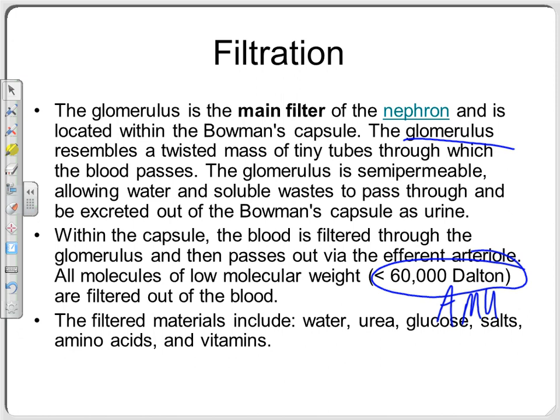Things that get filtered out of the blood, please, are water, urea, glucose, salts, amino acids, vitamins. Most of that stuff you don't want to urinate out. Most of that stuff's valuable. It's stuff you want to keep. So that's where step 2 comes in.